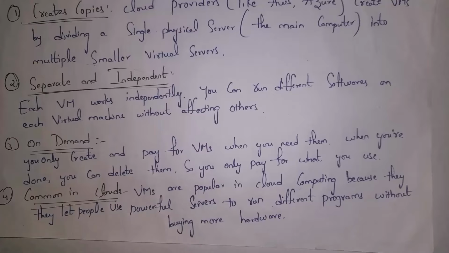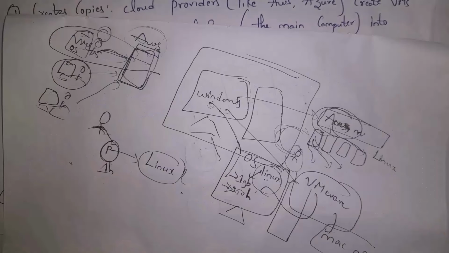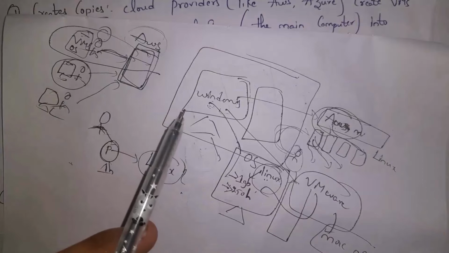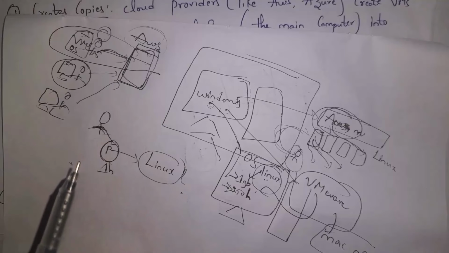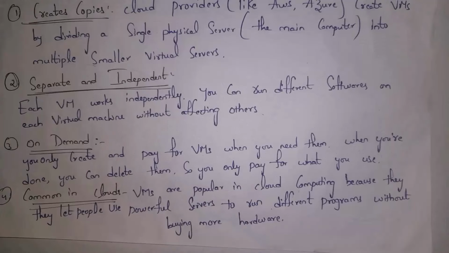And fourth point is common in clouds. Virtual machines are popular in cloud computing because they help people use powerful servers to run different programs without buying more hardware. Normally if you want to purchase a single server, it is very costly, like it will be around lakhs. So just by paying small amount, we can rent servers in cloud-based websites, which will save our money.